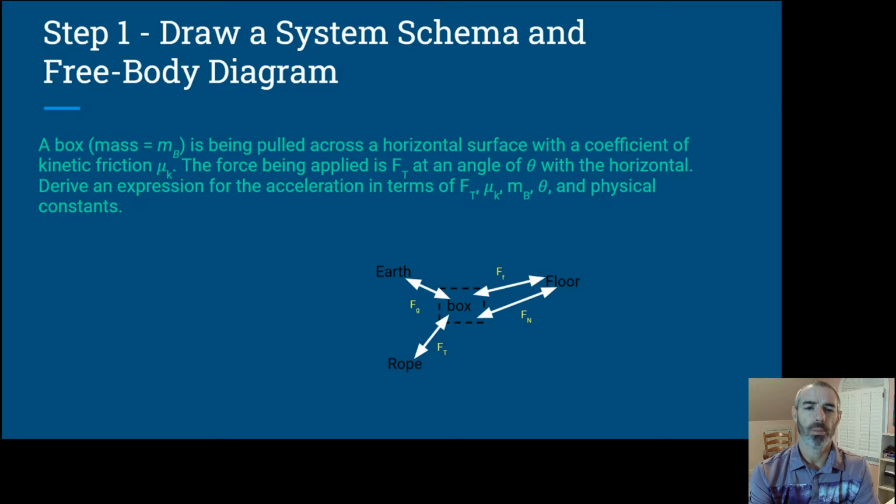So now we're going to draw our free body diagram. The tension pulls up and to the right. Normal is on the y-axis. Gravity points to the center of the earth, and friction to the left.